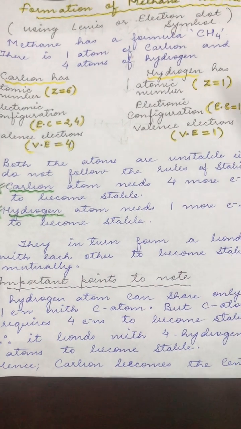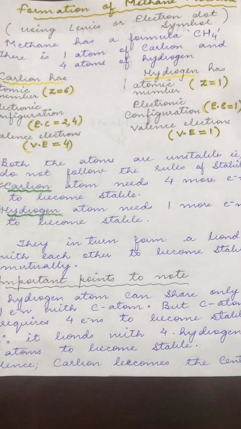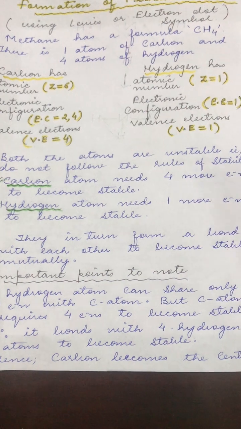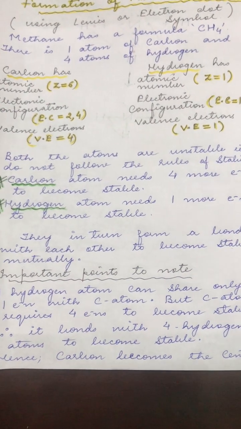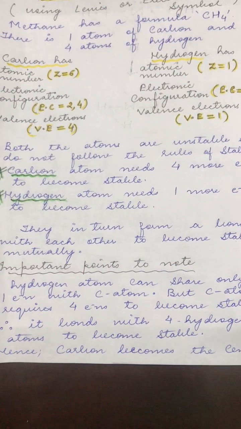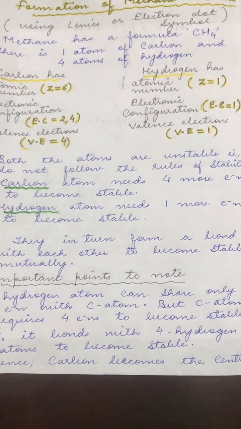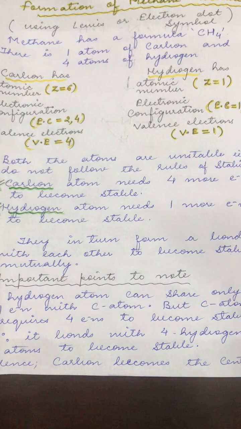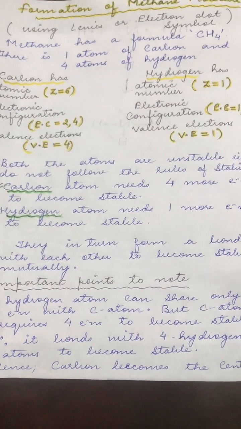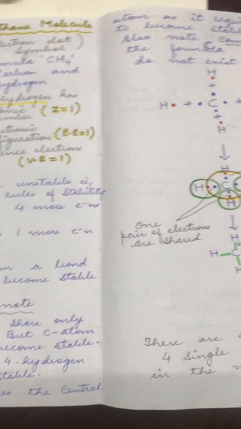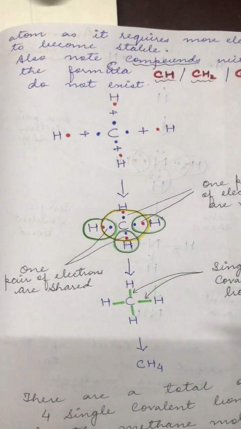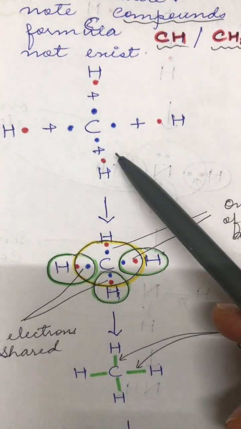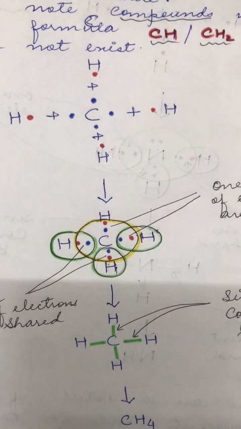Since the formula of methane is CH4, it is very clear that the formula would have 1 carbon and 4 hydrogens. So how are we going to show the bonding? By first checking which is going to be the atom in the center. Now it is very clear that carbon is going to be in the center since it requires 4 more electrons to become stable. Now this can clearly be shown here. The carbon atom is the central atom and it requires 4 more electrons to become stable.